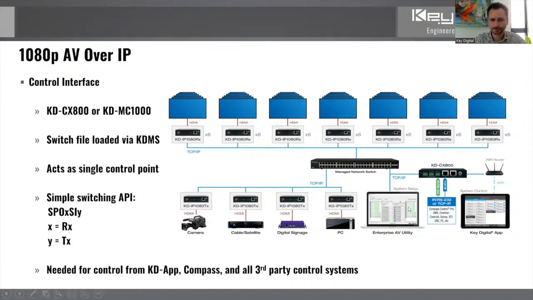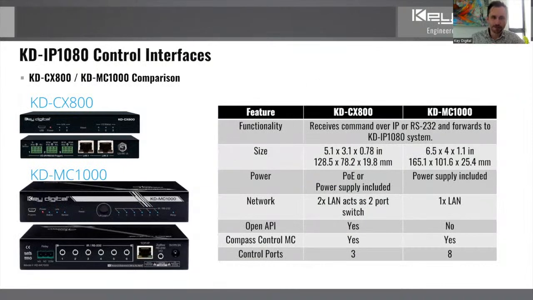And here are the control interface options for you. KD CX800, the smaller of the two options, and KD MC1000, the larger of the two options. I personally prefer the CX800 if we're just talking about it as a control interface, right? So the app is coming in and communicating with it, or a third-party control system is communicating with it to control the AV over IP system.